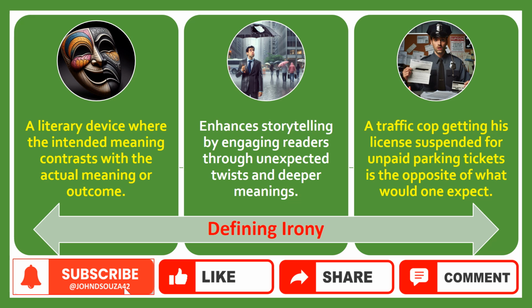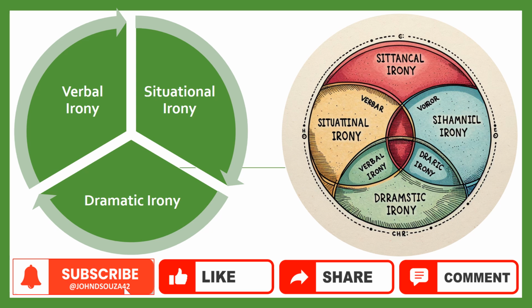Irony occurs when reality contrasts with expectations, often creating surprise and humor. Irony involves a contradiction, not random chance. It's a powerful tool that enhances storytelling by engaging readers through unexpected twists and deeper meanings. A traffic cop getting his license suspended for unpaid parking tickets is the opposite of what one would expect, creating surprise and humor. There are three main types of irony: verbal, situational, and dramatic.